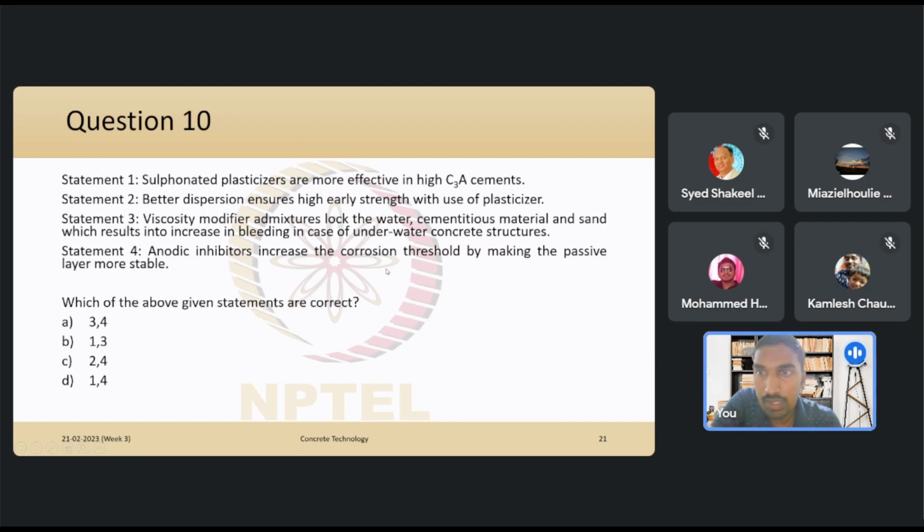Okay, so question 10. We are given 4 statements here. Statement 1 is sulfonated plasticizers are more effective in high C3A cements. Statement 2 is better dispersion ensures high early strength with use of plasticizer. Statement 3 is viscosity modifier admixtures lock the water, cementitious material and sand, which results in increase in the bleeding in case of underwater concrete structures. And the fourth statement is anodic inhibitors increase the corrosion threshold by making the passive layer more stable. So the question is, which of the above statements are correct? The options are 3 and 4, 1 and 3, 2 and 4, 1 and 4.